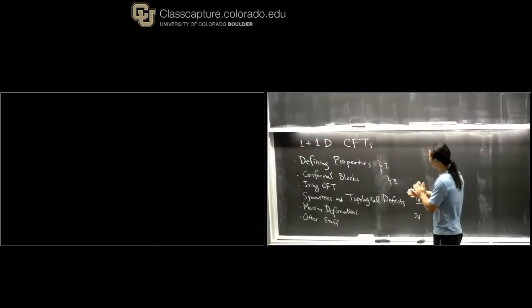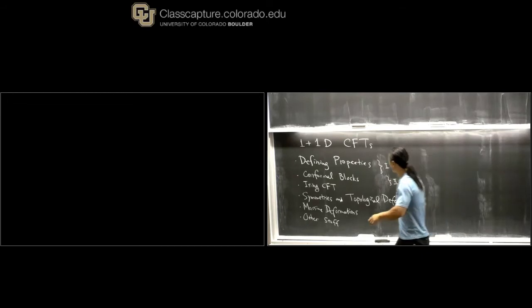The notes were just updated this morning, and have a little bit more material than I can cover in 4 lectures. When I say a little more, I mean a little more, not 10 times more. So the outline is the following. Today I will discuss the defining properties, at least from the local operator point of view, of 2D CFTs. And then I will hopefully discuss a little bit about Virasoro conformal blocks.